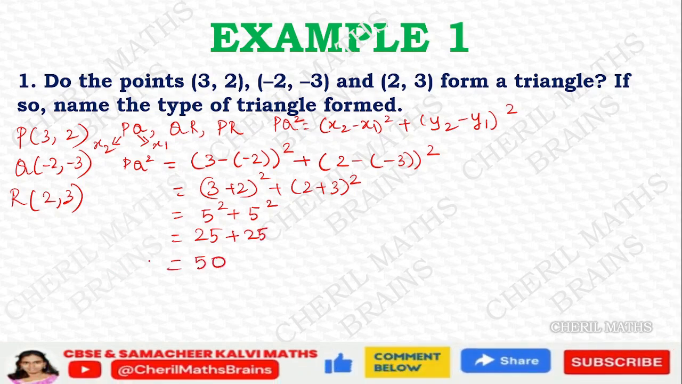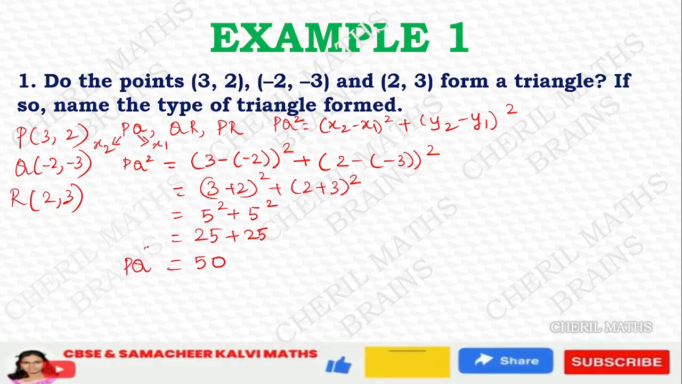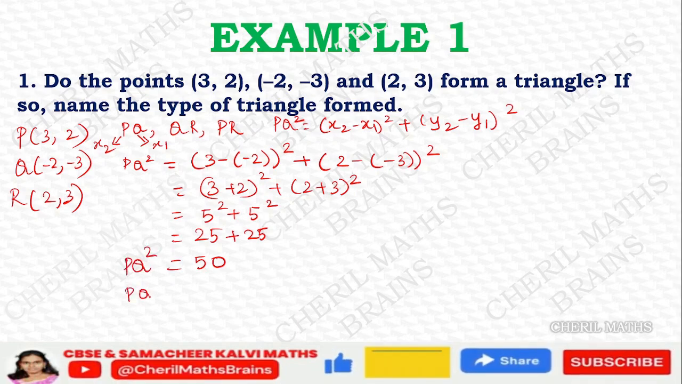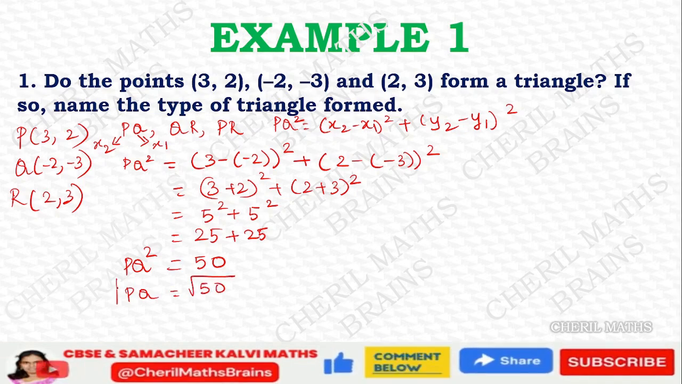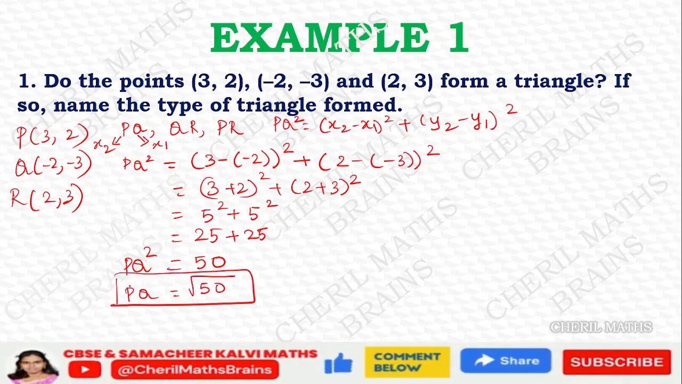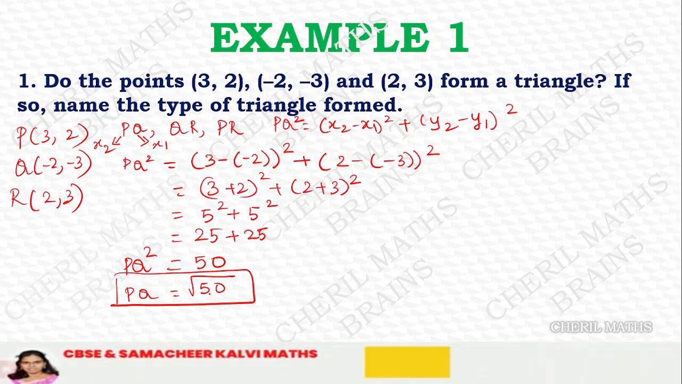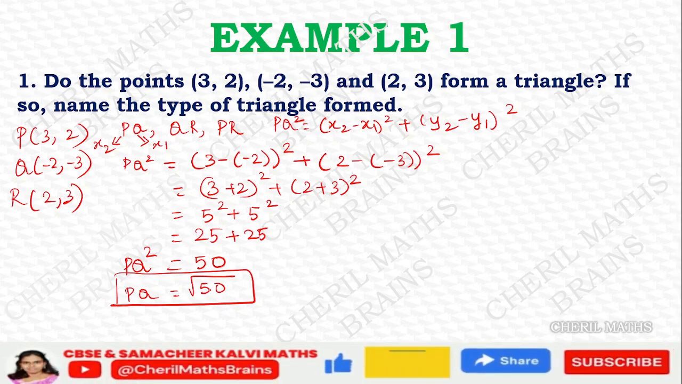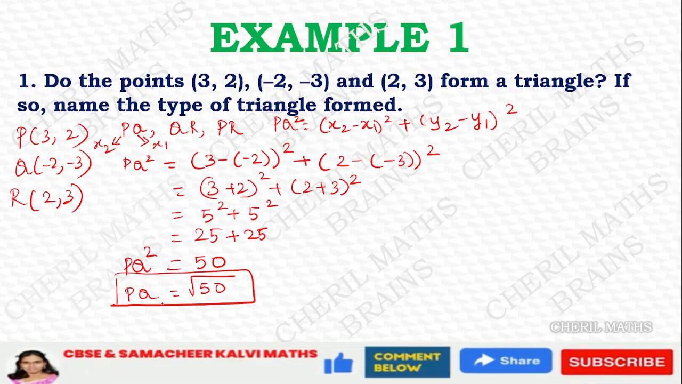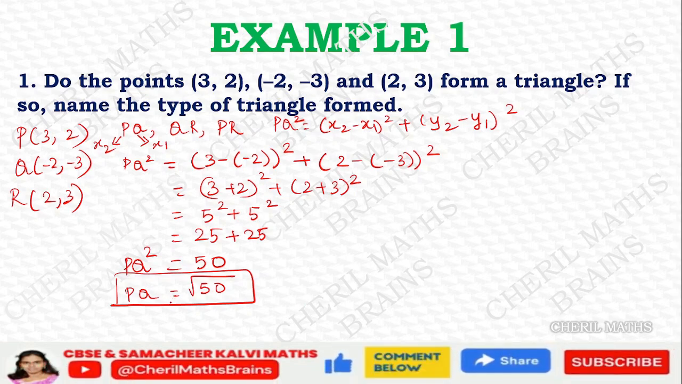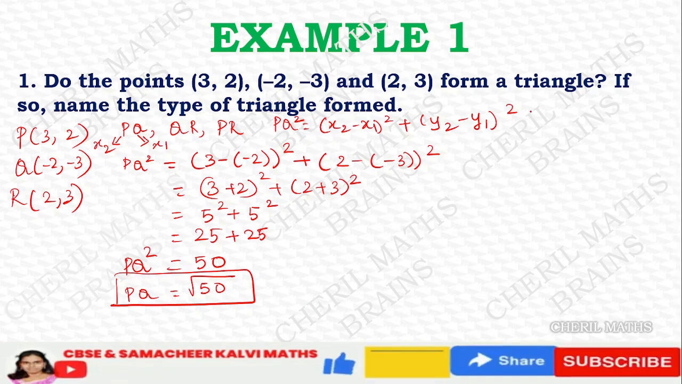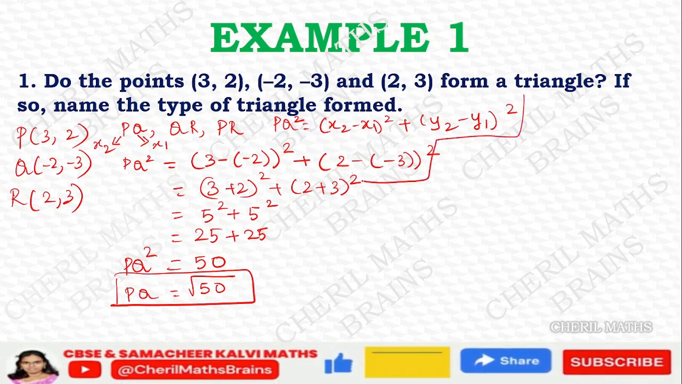PQ square is 50. So what is PQ? PQ is square root of 50. Isn't it, children? So this is one value which we have got. We can even find out this value, wherein you can still get the value under the root. So that we will do later. We'll see if there is a necessity and then we will do it. So this is one part of the question that is over.